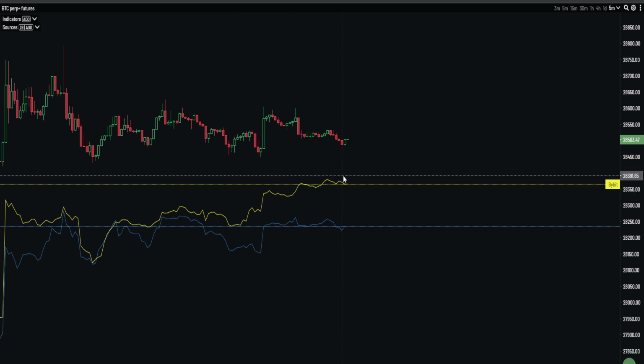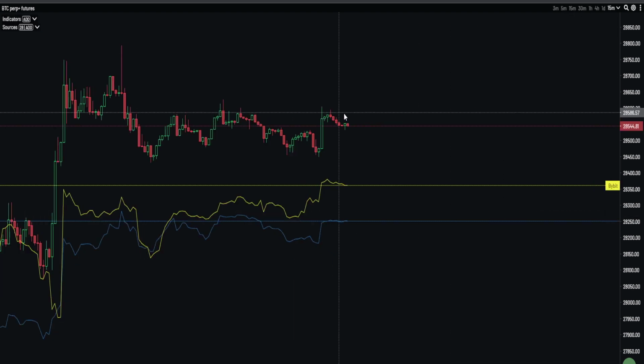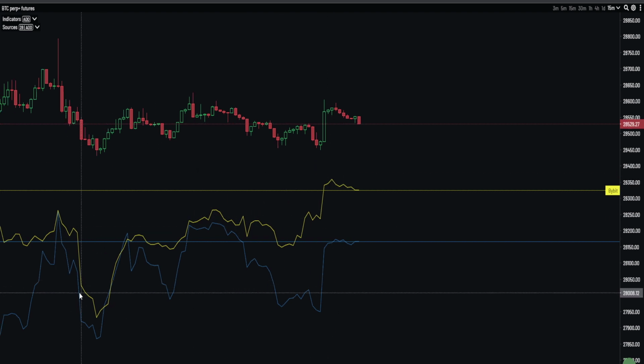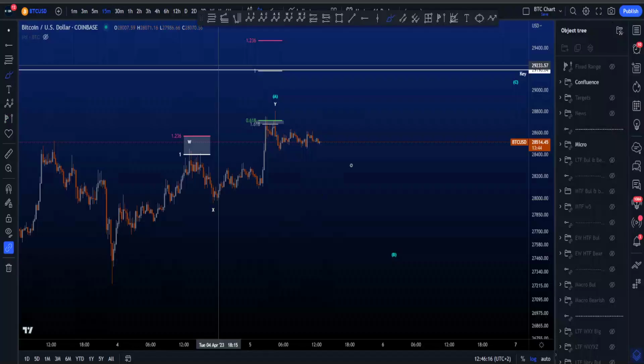So the yellow line makes higher highs, and the blue line, actually the blue line did not yet, at least not on the 15 or on the 5-minute, and also not yet on the 15-minute. But basically the blue line is very neutral. It doesn't show any divergence, but the yellow line is showing a bearish divergence.